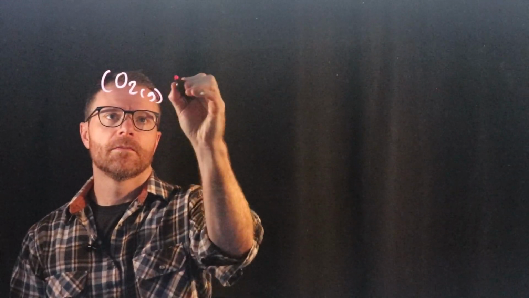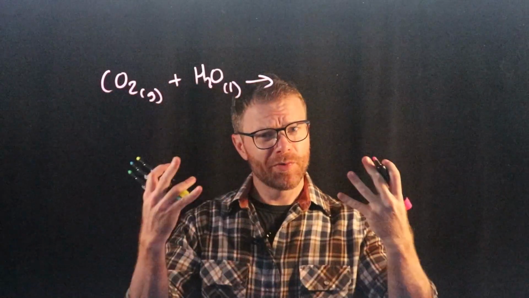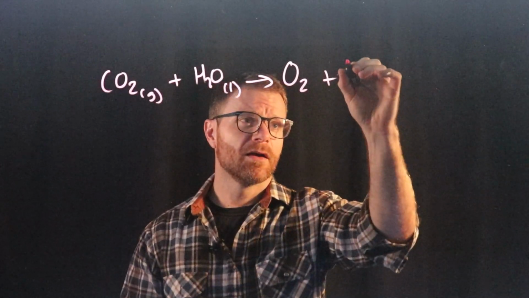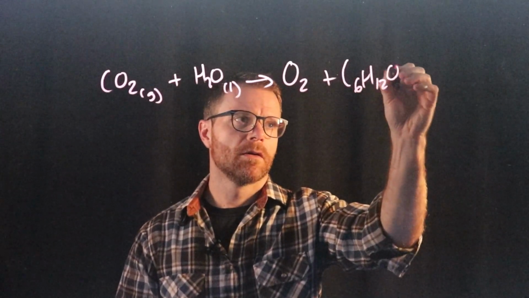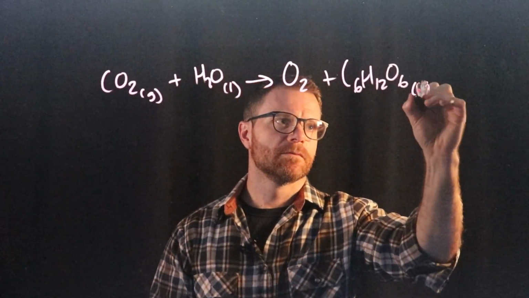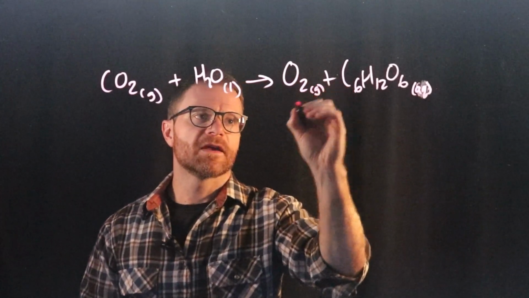Do you remember photosynthesis? Photosynthesis is the chemical reaction that takes place within plants and other photosynthetic organisms, where they take in carbon dioxide and they take in water. And they make, what do plants breathe out? Oxygen. And then one other thing, glucose. That's probably aqueous, actually. That's gaseous.